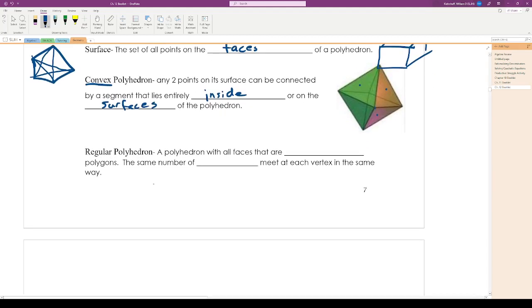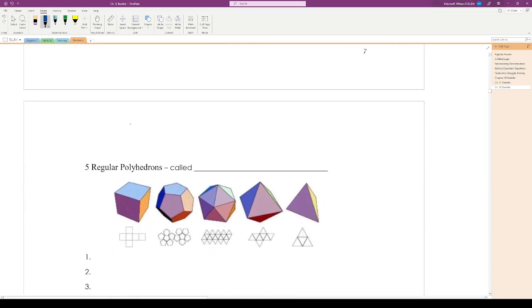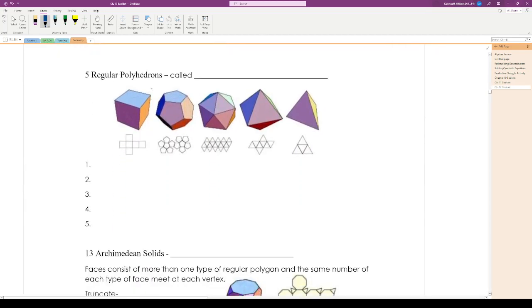Regular polyhedron, similar to the idea of a regular polygon: a polyhedron with all faces that are regular polygons. The same number of faces meet at each vertex in the same way. I guess since we're meeting at a vertex, this would be edges. Same number of edges. So we've seen some of these, like these things are the regular polyhedrons. There are only 5 of them in 3 dimensions.